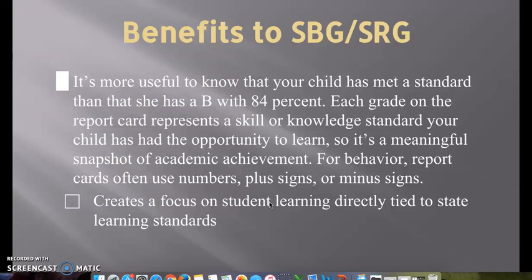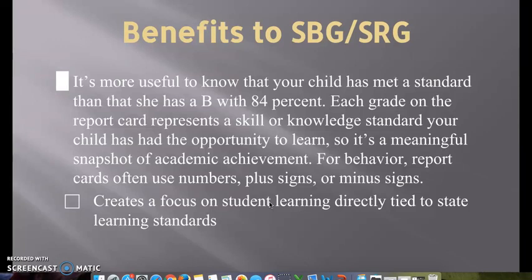I just explained this here, but here's a good solid example. It's more useful to know what your child has met a standard than that she has a B with 84%. Each grade on the report card represents a skill or knowledge standard your child has had the opportunity to learn, so it's a meaningful snapshot of academic achievement. For behavior, report cards often use numbers, plus signs, or minus signs. And as I said before, the benefit of standards-based grading is taking out that behavior.